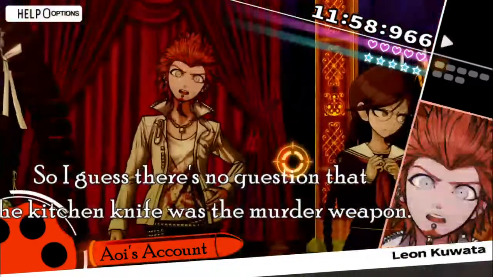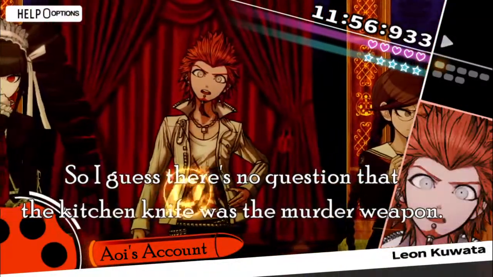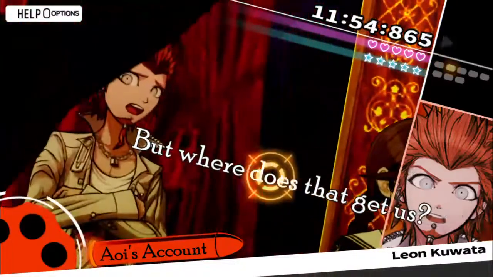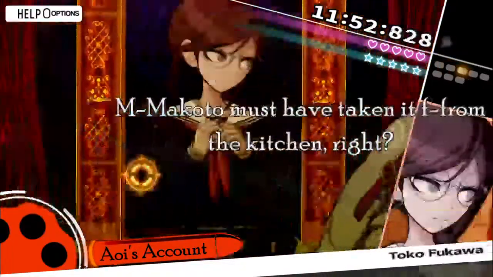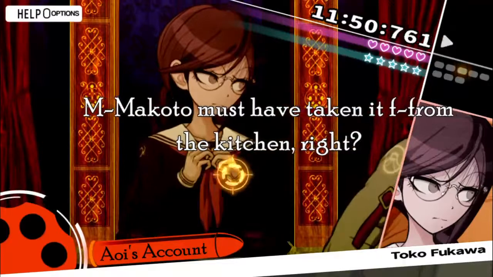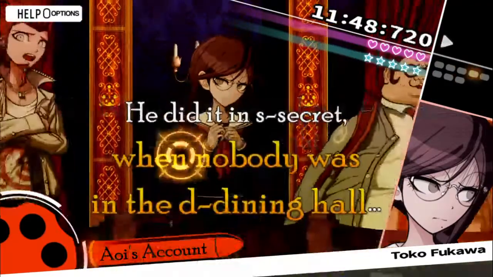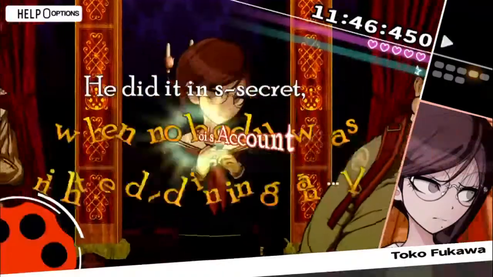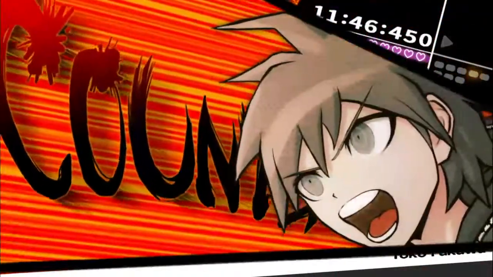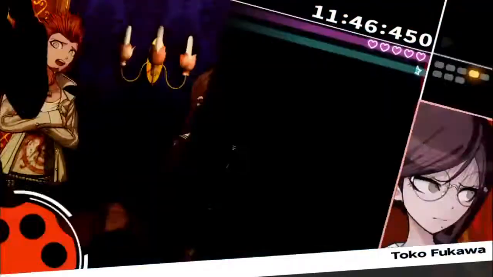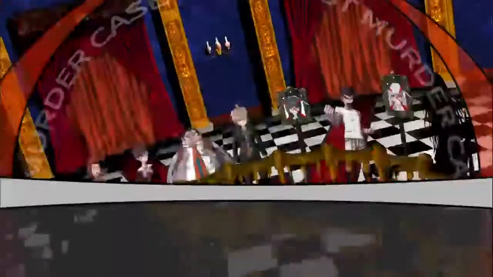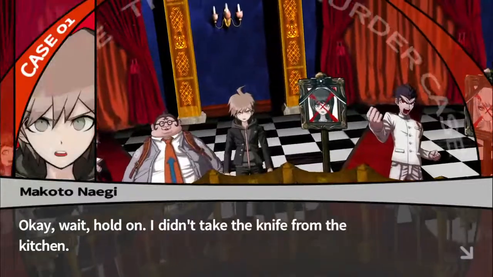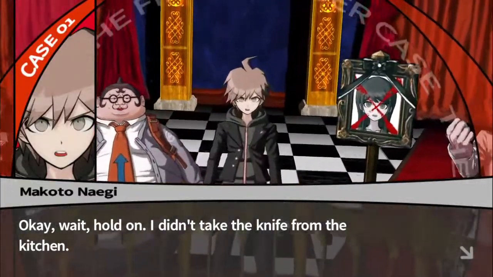So I guess there's no question that the kitchen knife was the murder weapon. But where does that get us? Makoto must have taken it from the kitchen, right? He did it in secret, when nobody was in the dining hall. No, that's wrong! Okay, wait. Hold on. I didn't take the knife from the kitchen.